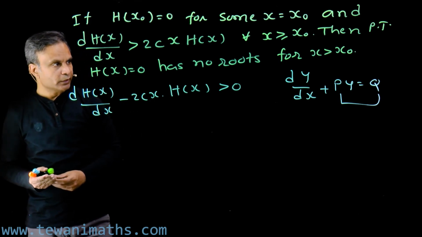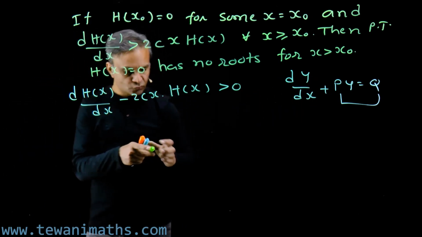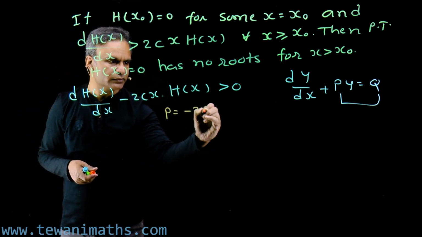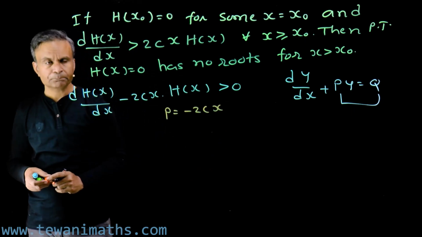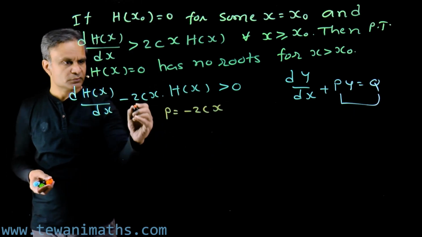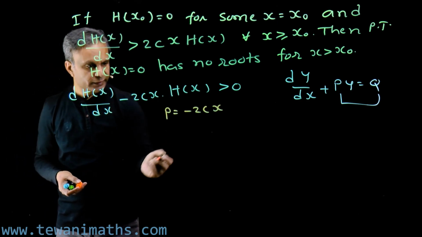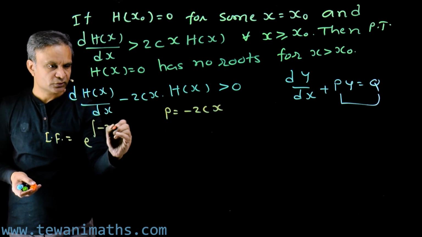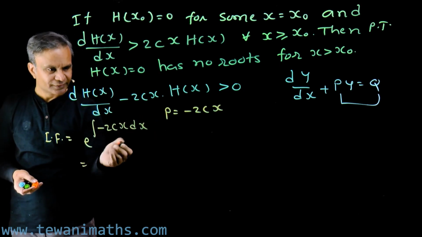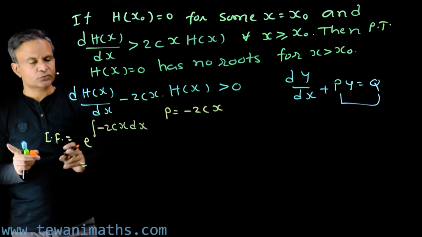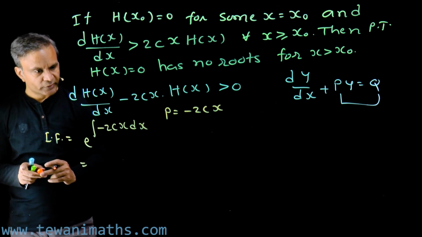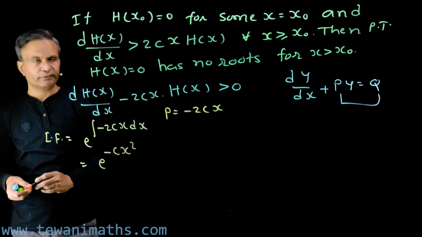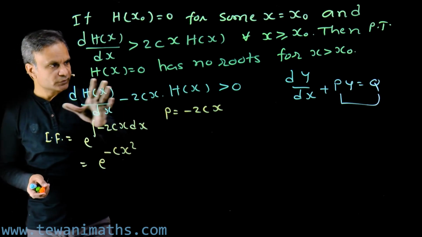Now if we compare these two things, we get p is equal to minus 2cx. ये होगा p. p is a function of x, which is minus 2cx. Then the integrating factor will be e power integration of minus 2cx. It's simple. Integration of x is x square over 2. 2 gets cancelled, and we get e power minus cx square. This is the integrating factor.